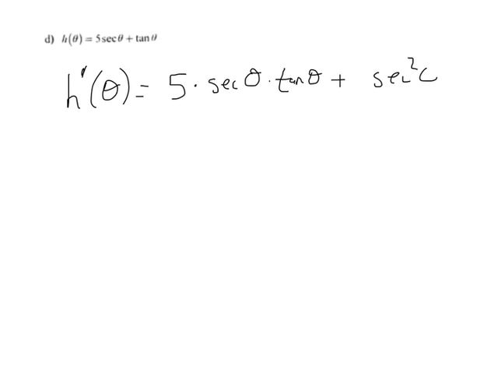Part D, function h now, and we're using a different variable. We're using theta instead of t or x. That's fine. You're just going to be using some different trig rules for this. So I would say that h prime of theta is going to equal 5 times derivative of secant, we just went over that, is going to be secant times tangent, and then the derivative of tangent is secant squared, so we'd have a secant squared theta there. We're using our sum rule, I suppose. That's probably as simple as you're going to get it.